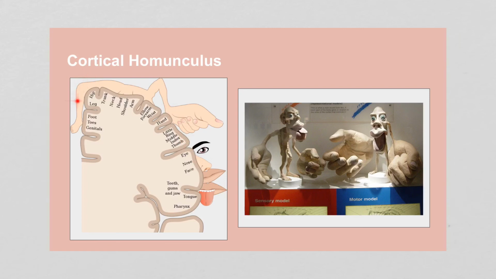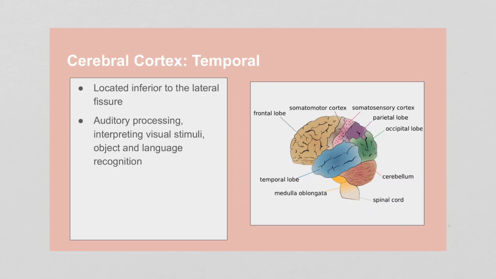Here we have the hip and the leg, foot, toes, and genitals. So I think that either this illustration or this model is really helpful in understanding how much of the brain is dedicated to processing information or sending information out to different parts of the body.